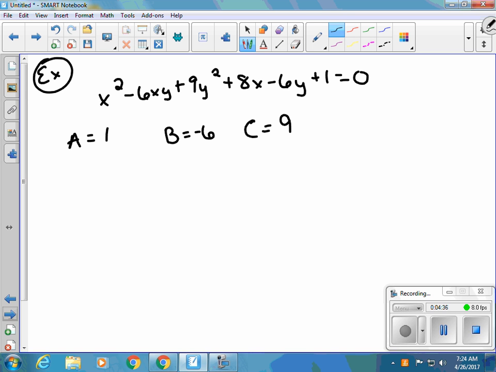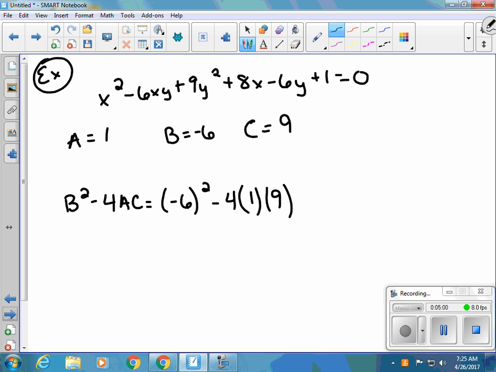So based off of this information, I do have a b value, which means that I have to use the discriminant information. So I have to determine this b squared minus 4ac. So I've got -6 squared minus 4 times 1 times 9. Well, 6 squared gives me 36, minus 4 times 9 gives me 36. I have 0. So this b squared minus 4ac equals 0. Therefore, I know that this is a parabola. Final answer.